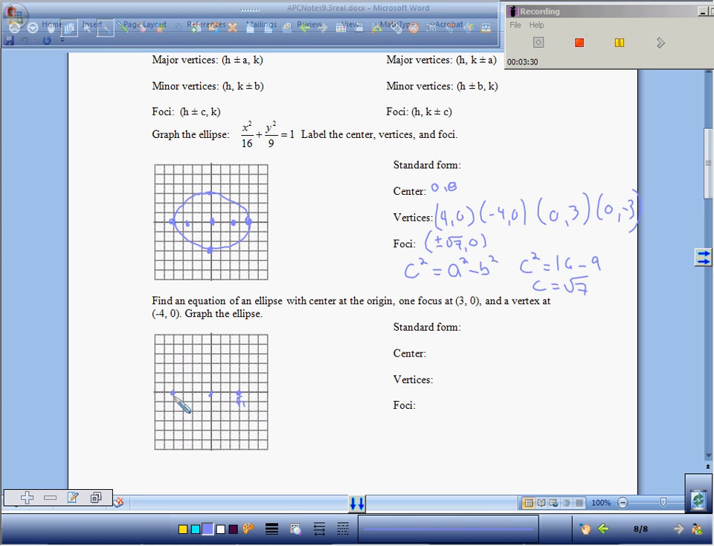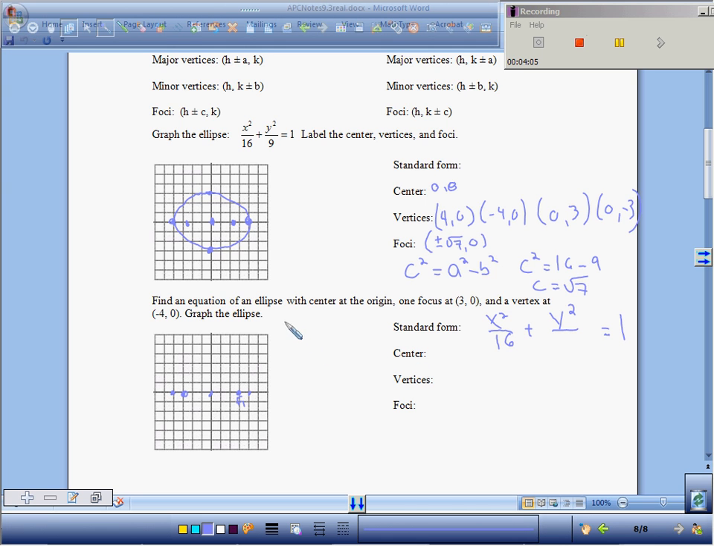So where does the other focus have to be? Over here at negative 3, 0, because they have to be symmetric. Right? And where does the other vertex have to be? At 4, 0. So far, I know this one is going this way, so it's going to be an x squared over a squared. What's a? 4, so it'll be 16. 16 plus y squared over something. I don't know what something is yet, but it's always equal to 1 over here.